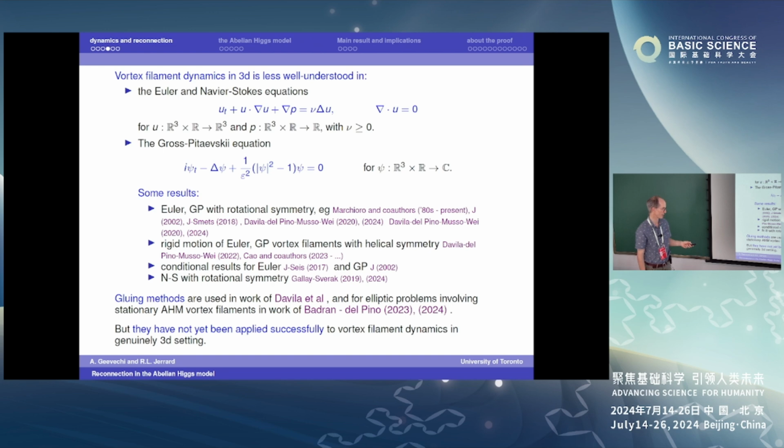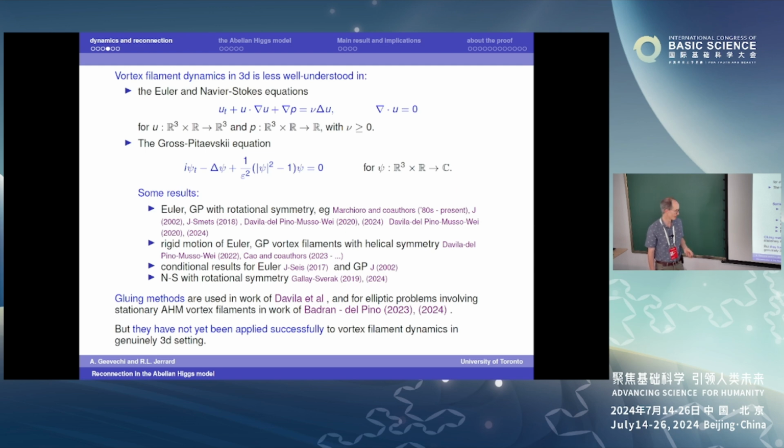This is Dalman and Tao and co-authors. They have several results within the last year or two. There are conditional derivations of the law of motion for binormal curvature flow by myself and Slice for Euler, and myself alone for Gross-Pitaevskii. And then there's work on Navier-Stokes with rotational symmetry by Gallet and Schwerak. Gluing methods, constructive arguments if you like, are used in the work of Davila, Del Pino, Musso, and Wei, and also for elliptic problems involving Abelian Higgs vortex filaments, in work of Badra and Del Pino. But by and large, they have not yet been used very much for vortex filament dynamics in these problems in the 3D setting without symmetry.